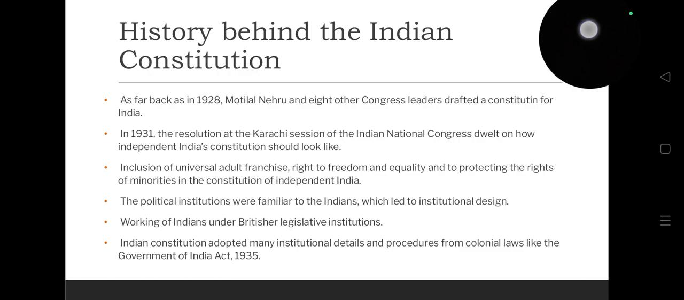Here one has to think over what this Government of India Act 1935 is. The only thing we need to understand is that this has become the base for the Indian Constitution. Half of the provisions are influenced by this Government of India Act 1935, which was passed by the Britishers of the time.